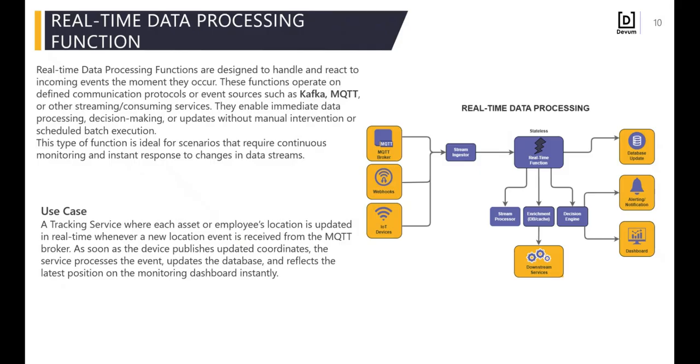A great example is real-time tracking. When an asset or employee sends updated location data through MQTT, the function immediately processes the coordinates, updates the system, and the dashboard reflects the new position within seconds. This enables truly live monitoring and instant decision-making across applications that rely on continuous data flow.